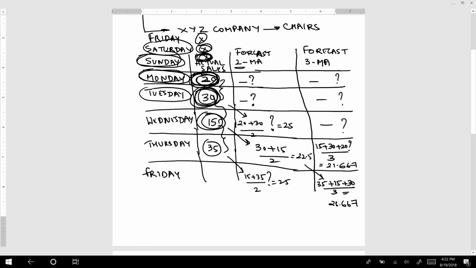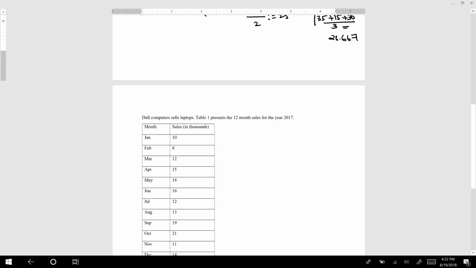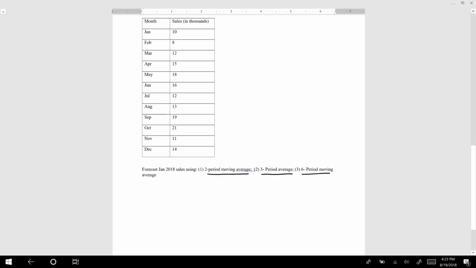So let's solve a problem on this. Dell Computer sells laptops. Table 1 presents 12-month sales for the year 2017. Forecast January 2018 using a 2-period moving average, a 3-period moving average, and a 6-period moving average. So I want to calculate January 2018, that is this one.